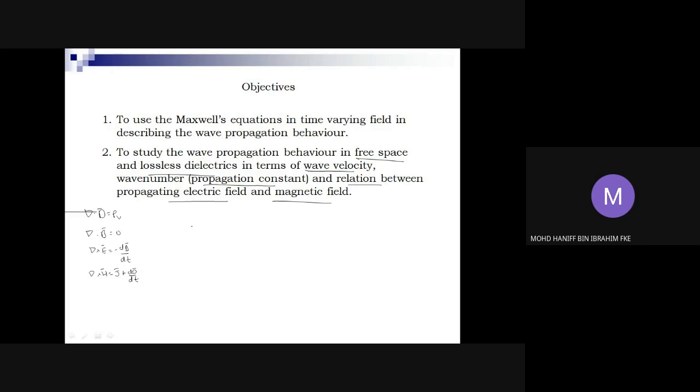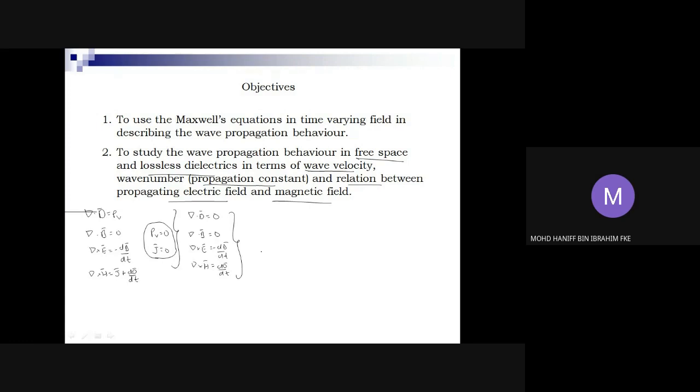And in formulating the wave equation, what we did is that we assumed that there are no sources of field, in which we have rho v equals 0 and J equals 0 for these four equations. As such, the equations have been reduced to only divergence of D equals 0, divergence of B equals 0, curl of E equals negative dB over dt, and finally the curl of H equals dD over dt. Okay, so these are the equations that we have simplified based on the assumption that the wave that we are formulating is free from the source of field. And from these four equations, we have formulated the wave equations.